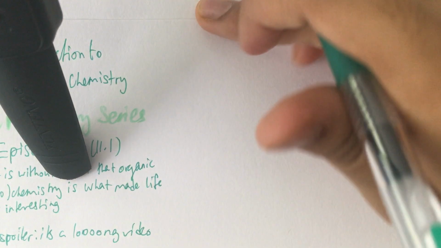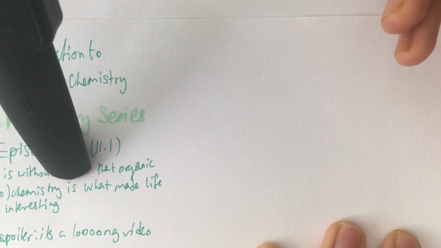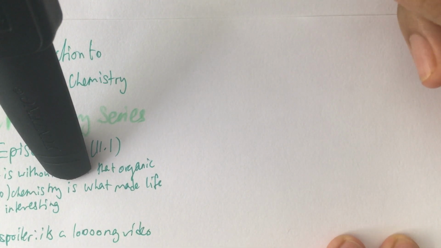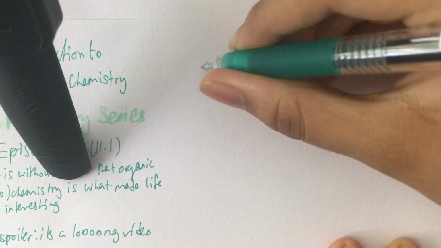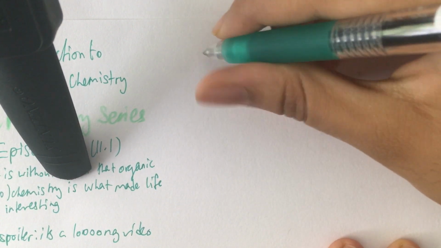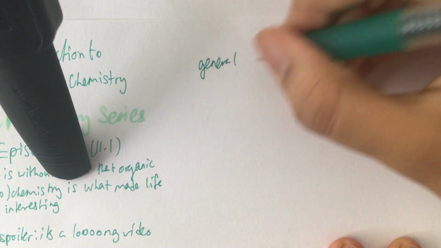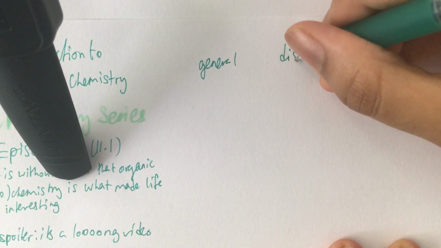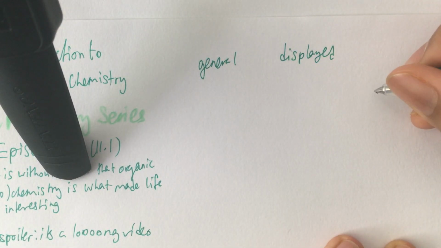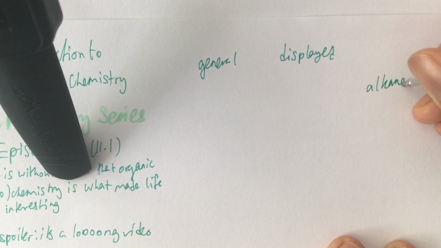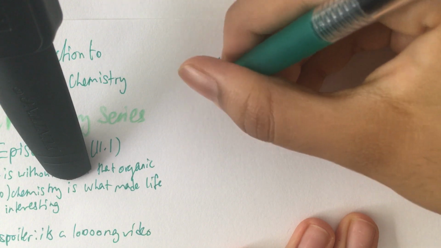So the first learning outcome is to use the nomenclature, general formulae and displayed formulae of the following classes of compounds. Okay, so the first thing is hydrocarbons, which include alkanes, alkenes, and arenes. I do realize that the rest of the topics will be covering these things individually, like, for example, wait, where exactly is everything? Sorry.